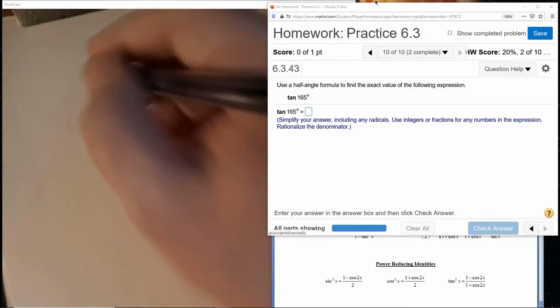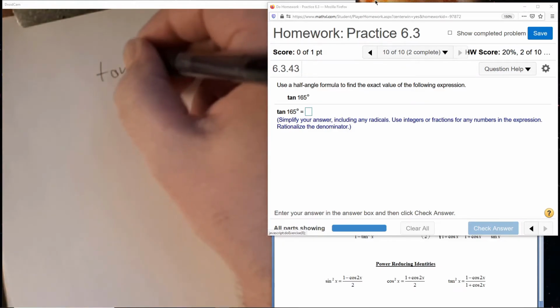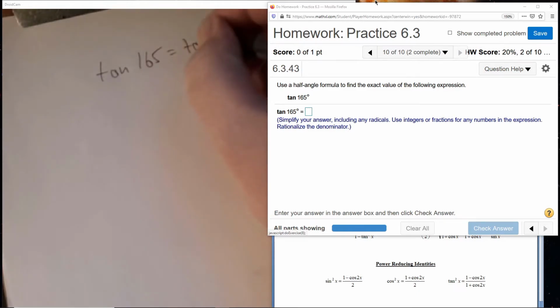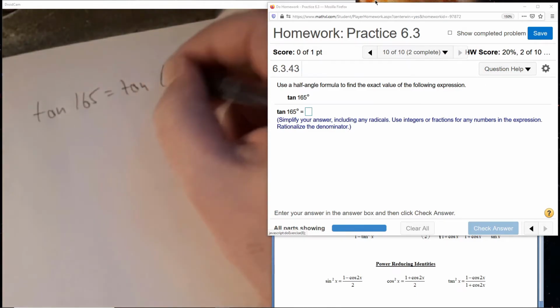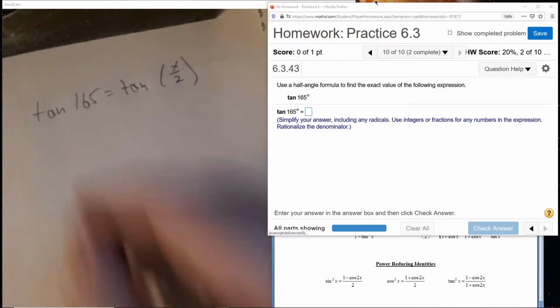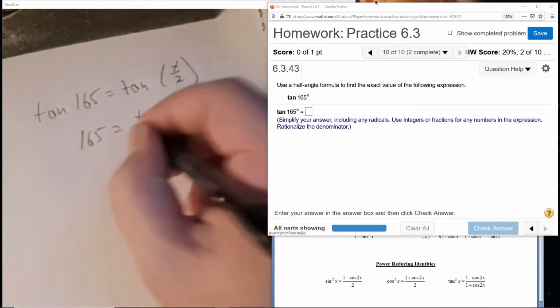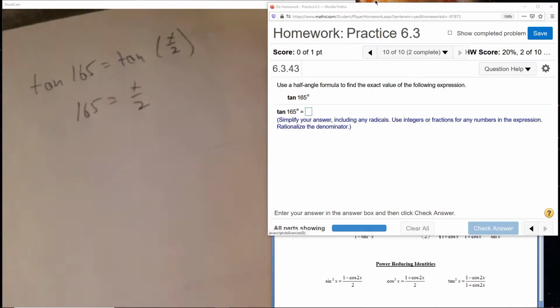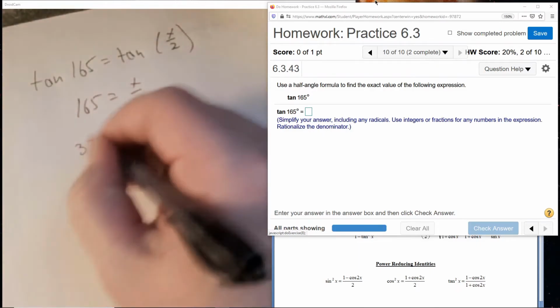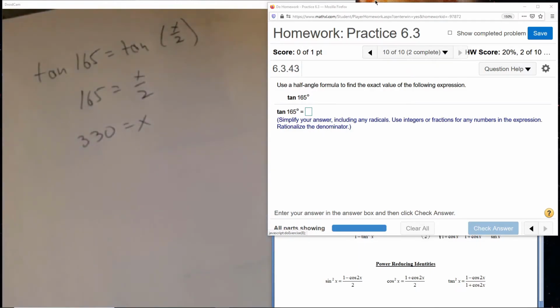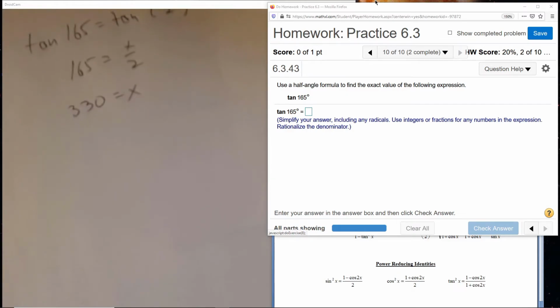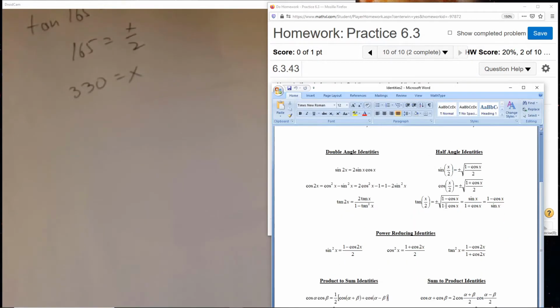All right, so final half angle. Now remember, they're stating to us that this is a half angle, to use a half angle. So we identify 165 as x over 2, multiply both sides by 2. And we need to use a half angle formula. Tangent has 3. I'm going to use the square root one because then we only have to figure out cosine. The other two require sine and cosine.